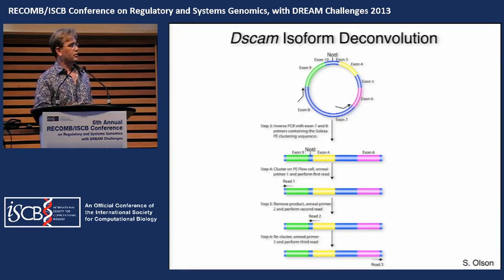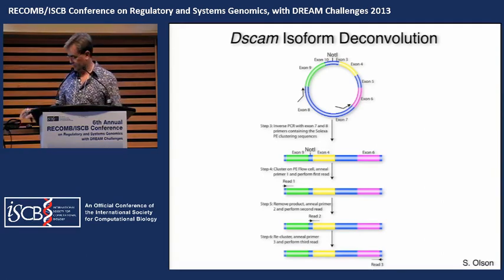Then we use primers that anneal to the constitutive exons, and we sequence a few bases in, and in between each step we strip the sequencing product off and anneal the new primer. So from every cluster we get 3 different reads, so we can tell which exon 4, 6, and 9 isoforms are present in each cluster.